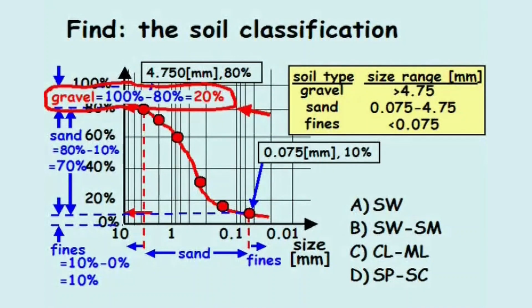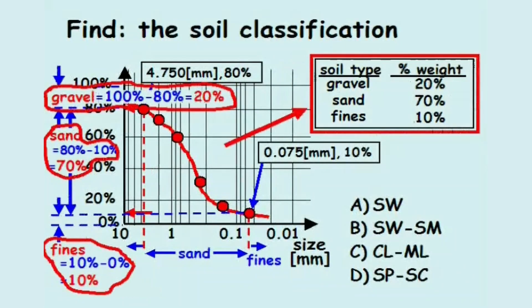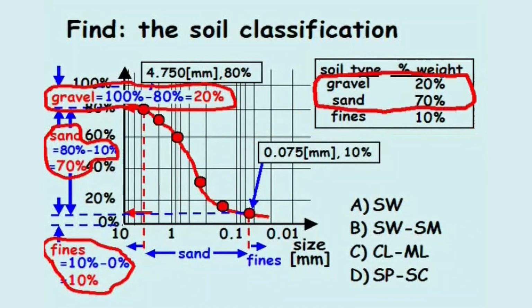Now that we have our percentages for the gravel, the sand, and the fines, we know we're dealing with a coarse grain soil. And since there is a larger percentage of sand than gravel, the soil is classified as a sand.